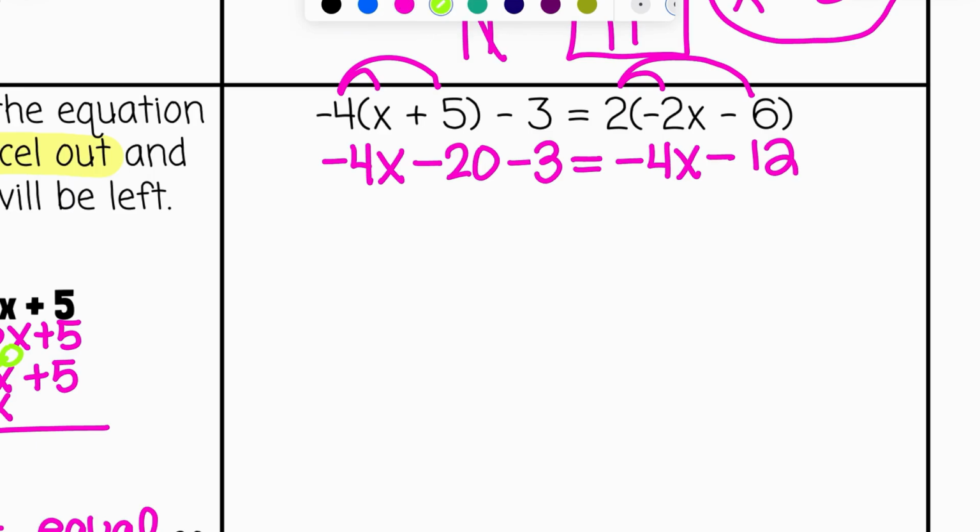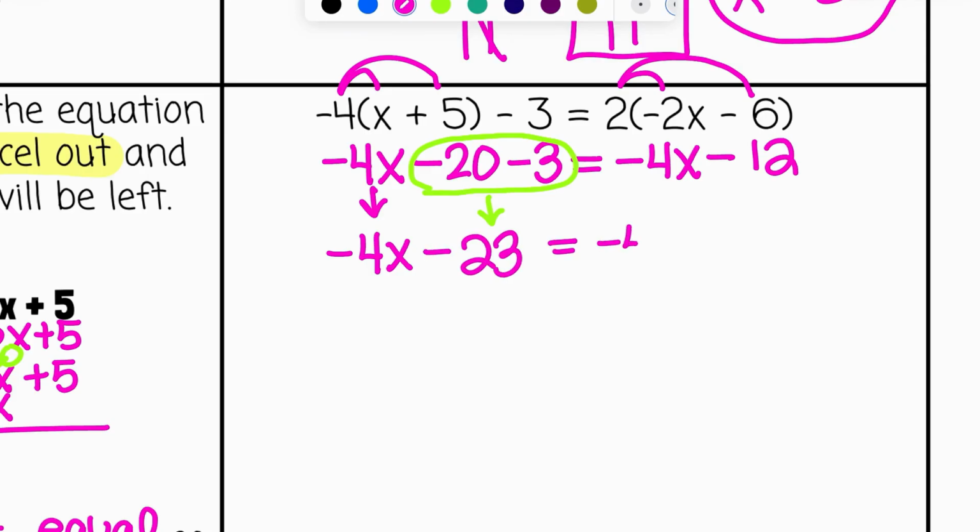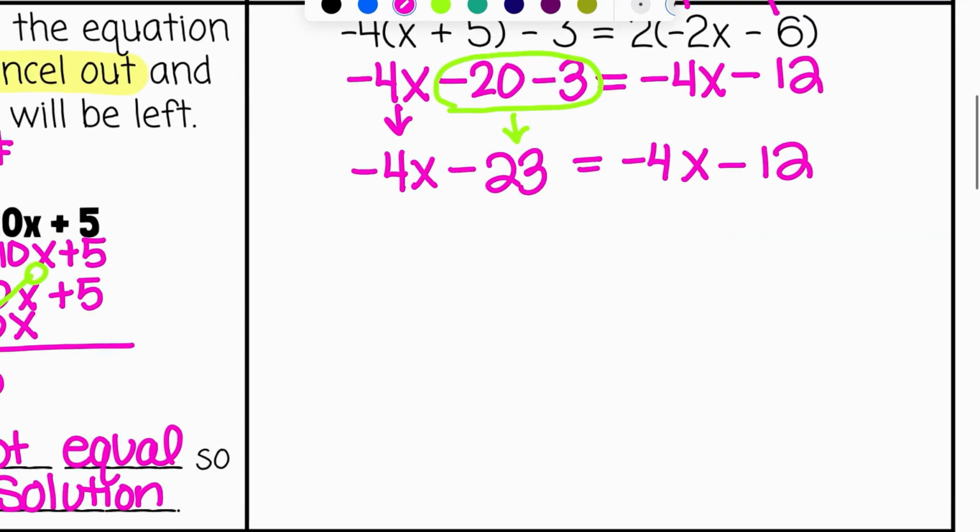Okay, combine like terms. Our like terms this time do not have an x, they're just constants, but that's okay. Let's go ahead and bring down our negative 4x, and then let's put our constants together. Negative 20 subtract 3 is negative 23. And there's no like terms on the right, so I'm just going to copy it down. All right, time to box.